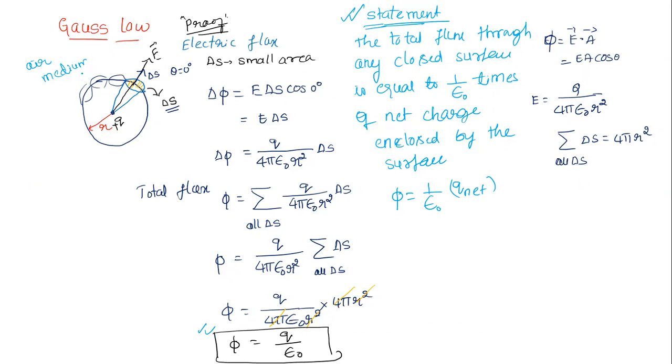If it is some other medium, what will happen, students? Just the permittivity is going to change. We need to multiply with the relative permittivity. That you need to remember. So I hope that Gauss law is clear to all of you now. Is it clear to all of you? Can we move on to the next thing?